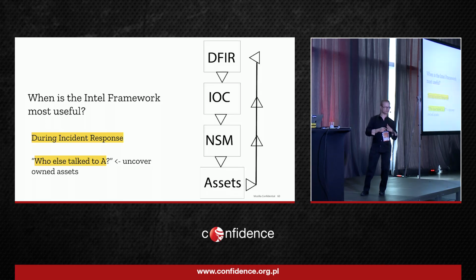You detect some compromised asset, and this asset has a backdoor on it. You take it, and this backdoor, for example, communicates with a CNC server on the internet. You take this IP of the CNC server, you deploy it back into the NSM, and the NSM 5 minutes later is like, hey, I found some more hosts talking to the CNC server.